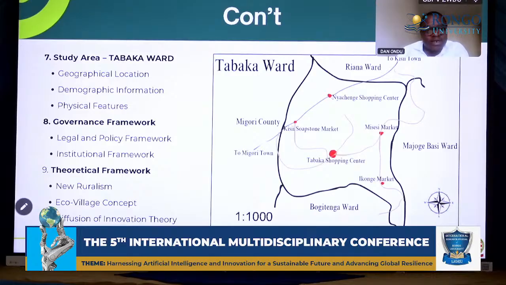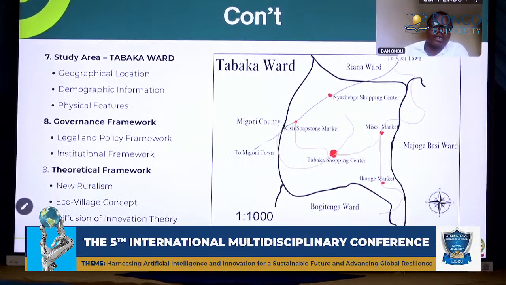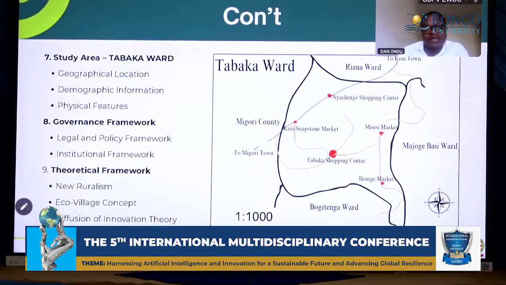The study looked at the study area in detail. Tabaka Ward is 32.8 square kilometers. The demographics here are that it is highly populated, being a rural ward of about 49,413 inhabitants with around 8,000 households. That's according to the statistics of 2019.